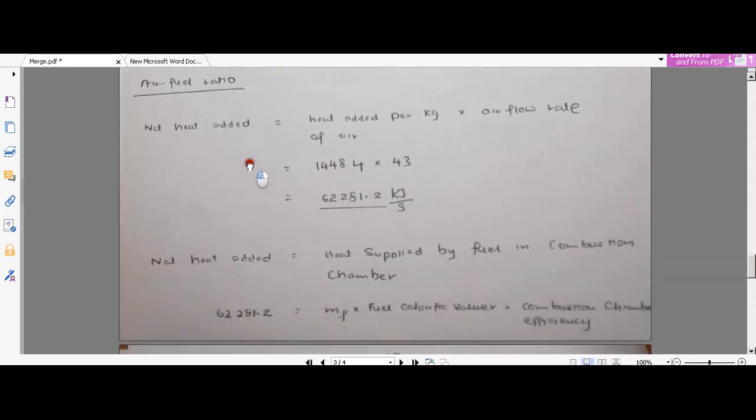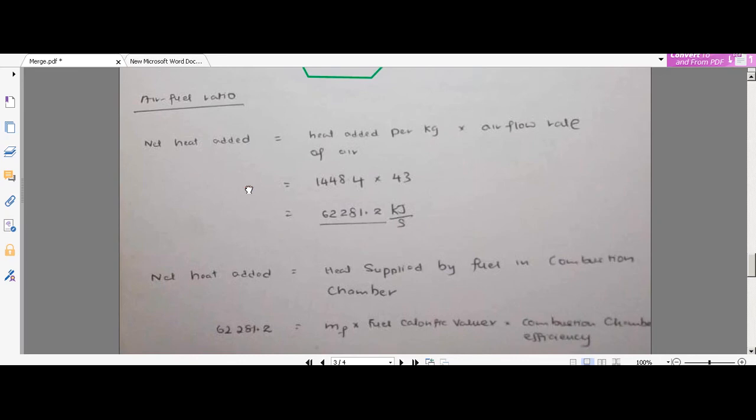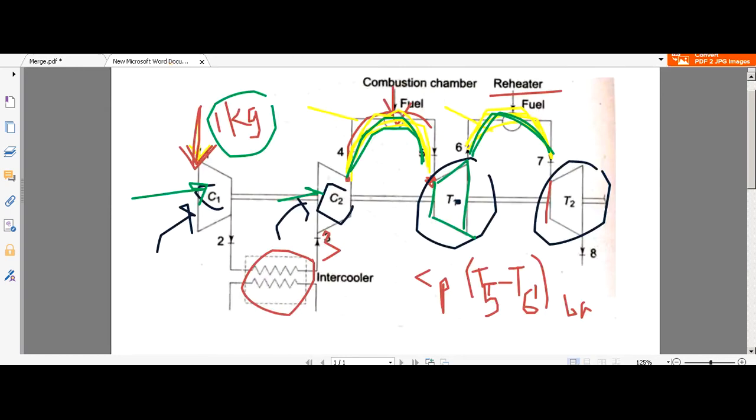Then the air fuel ratio, how to evaluate the air fuel ratio. It's also a very important fact. Let me explain that. Now I told you we know the net heat added. In order for this system to work, carefully focus, just giving air will not be enough. In order for the system to work, we need to give fuel.